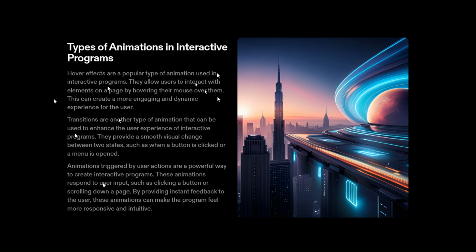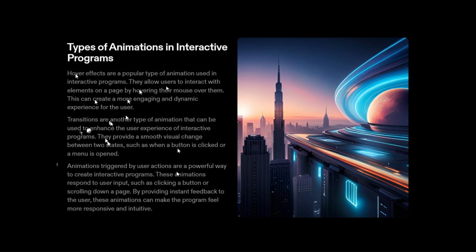So here are some common types of animations. Transition animation. Transitions are one type of animation that can be used to enhance the user experience of interactive programs. They provide a smooth visual change between two states, such as when a button is clicked or a menu is opened.